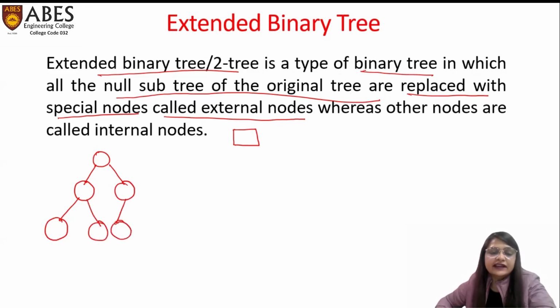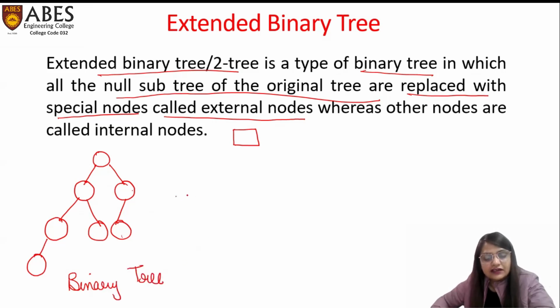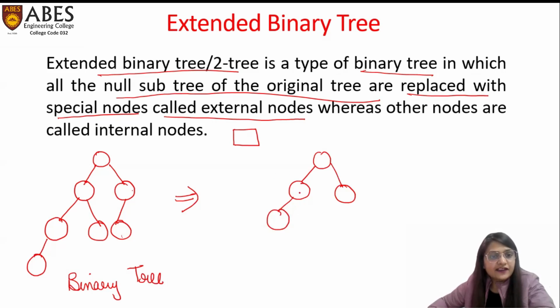But there is a benefit: there is no constraint that each and every node should have 0, 1 or 2 children. It can have 1 as well. Okay. Let us consider this binary tree. This is a normal binary tree. If I want to convert or extend this binary tree into a two tree, then all the null subtrees will be replaced by a special node.